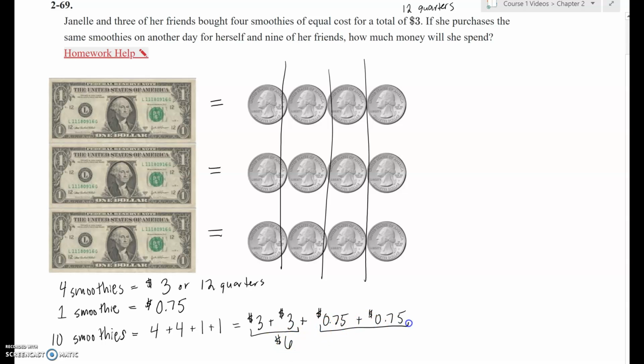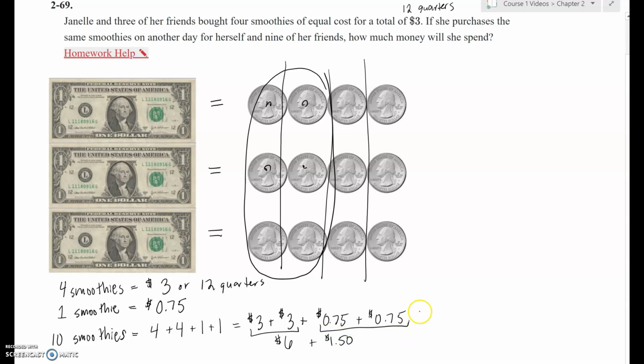And if we add the 75 cents plus another 75 cents, that's 1, 2, 3, 4 quarters make $1. So we're right here, right? We want 2 smoothies, so that's $1 right there, and $1.50. So this is $1.50.